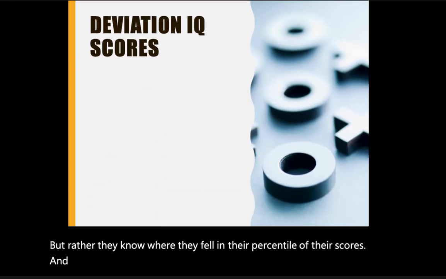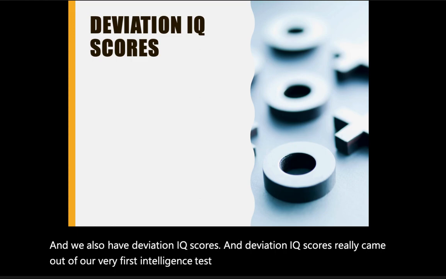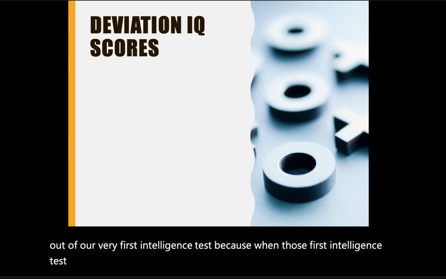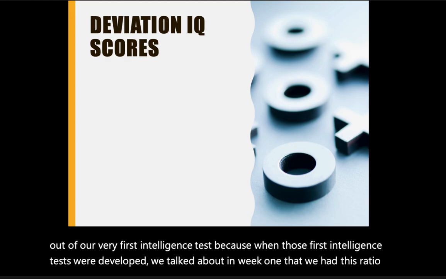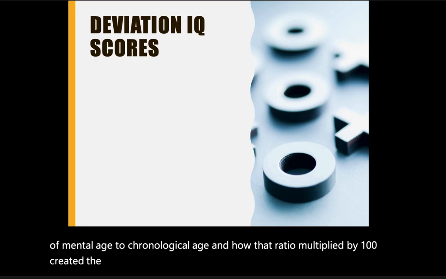And we also have deviation IQ scores. Deviation IQ scores really came out of our very first intelligence tests, because when those first intelligence tests were developed, we talked about in week 1 that we had this ratio of mental age to chronological age, and how that ratio multiplied by 100 created the intelligence quotient.